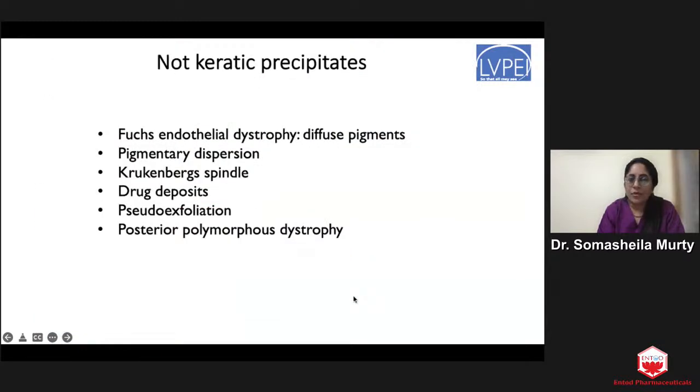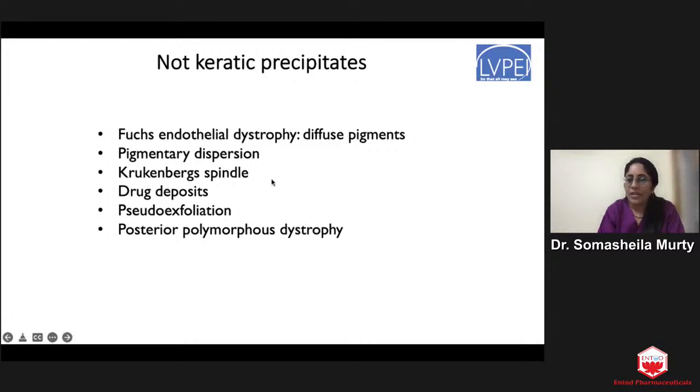Okay, so keratic precipitates: not every deposit on the cornea is a KP. You can have many differential diagnoses for that. In Fuchs endothelial dystrophy, you'll have diffuse pigments all over the cornea, not a KP. In pigmentary dispersion, the difference is that both of these look a little similar. You'll have very fine, iris pigment colored little deposits on the endothelium. So don't confuse them as KPs.